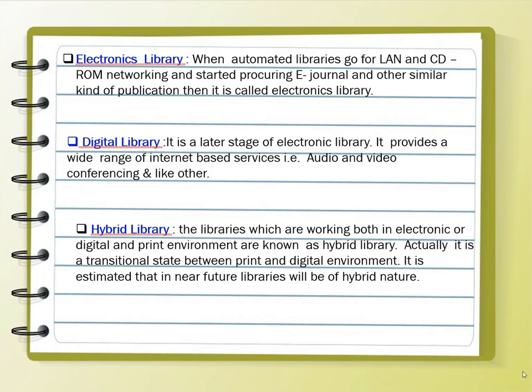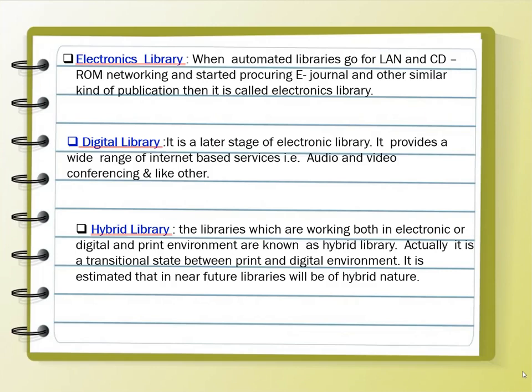The next category is the digital library. It is a later stage of the electronic library. It provides a wide range of internet-based services. Audio and video conferencing and similar services are offered through digital libraries.